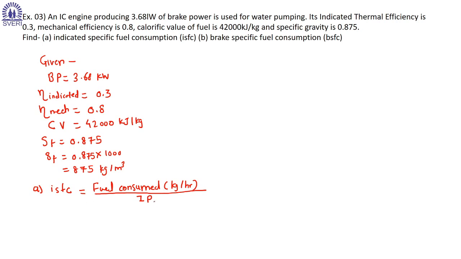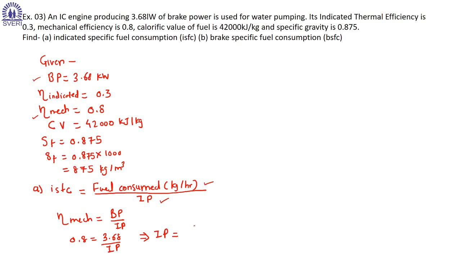So here we'll first calculate indicated power, then we'll calculate the fuel consumed. Indicated power can be calculated from the mechanical efficiency, as mechanical efficiency is given and brake power is given. So mechanical efficiency is equal to brake power divided by indicated power. It is given as 0.8 equal to 3.68 divided by indicated power. So this will give you the indicated power.